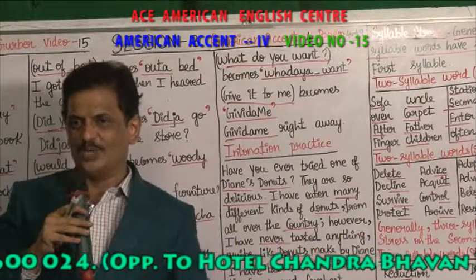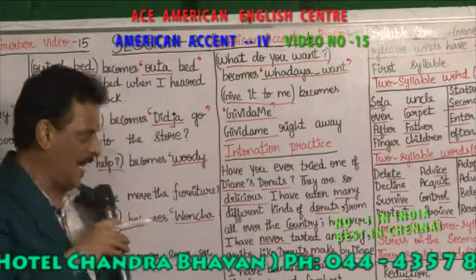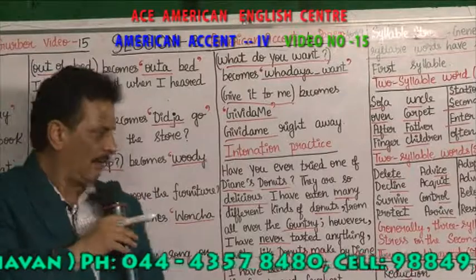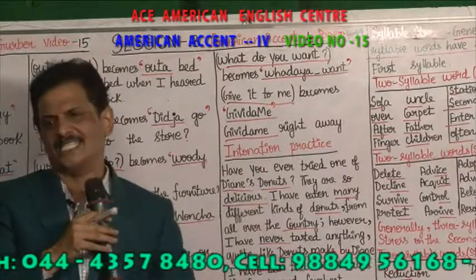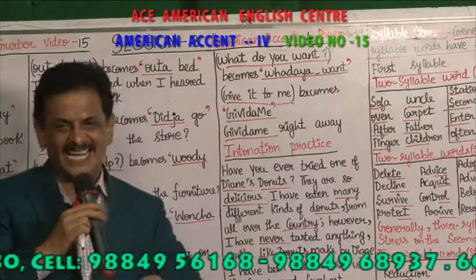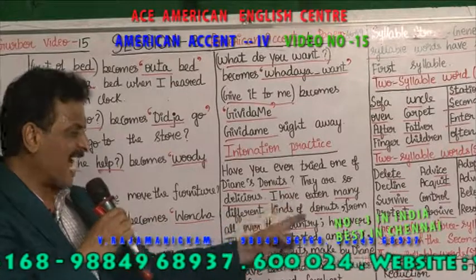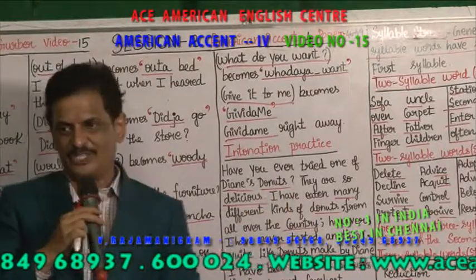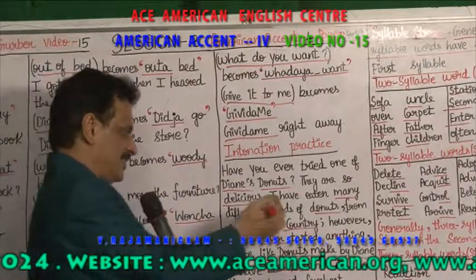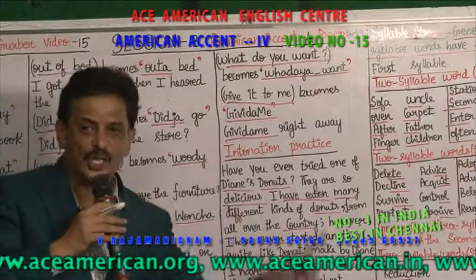So the focus word, the thought word, and the noun word should be more stressed. Have you ever tried one of Diana's Doughnuts? They are so delicious, which is the most important word, delicious. So you're stressing on, they are so delicious. I've eaten many different kinds of doughnuts, which is the focus word, doughnuts. I've eaten, even this is the focus word, I've eaten many different kinds of doughnuts.